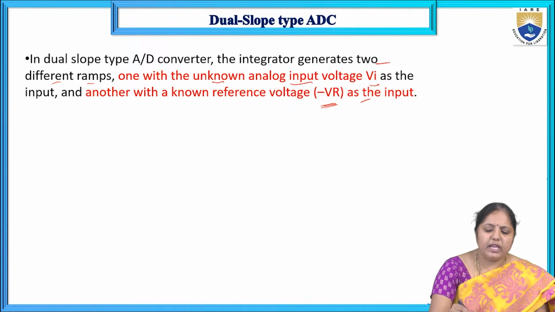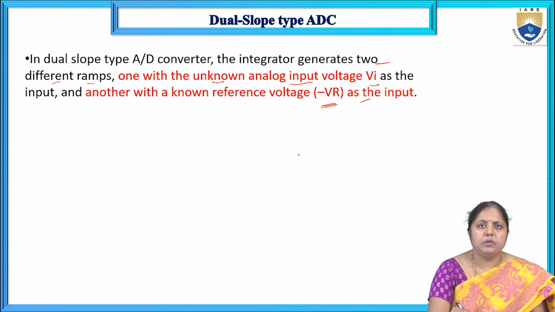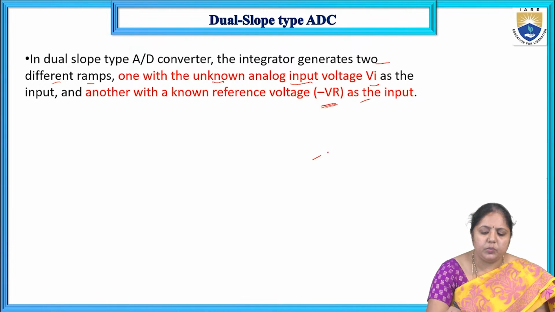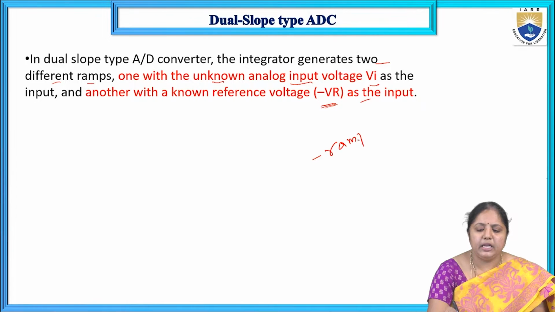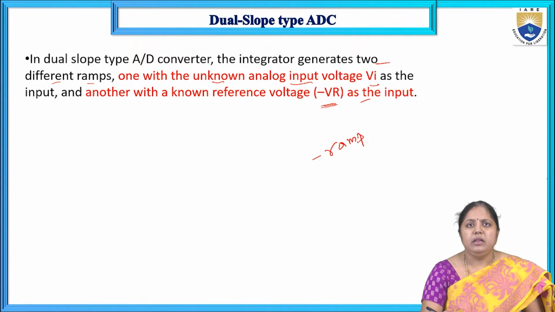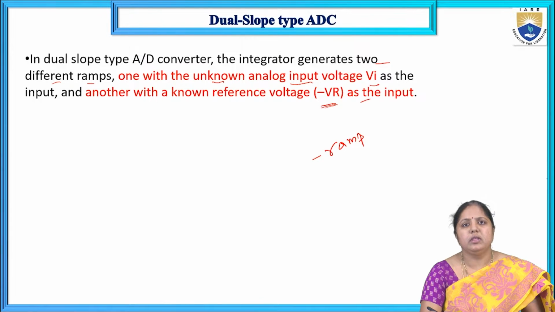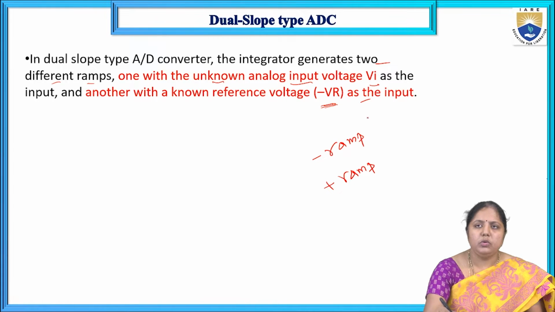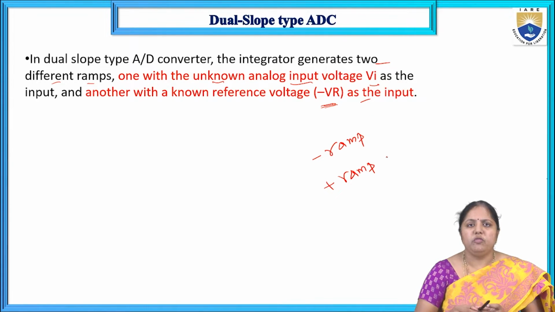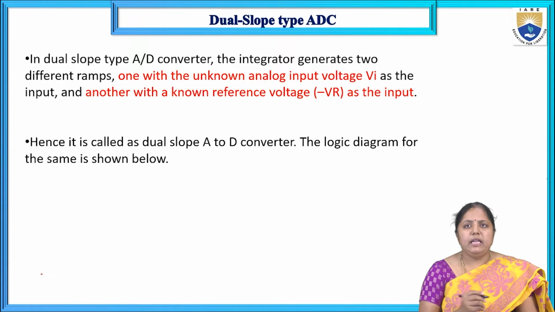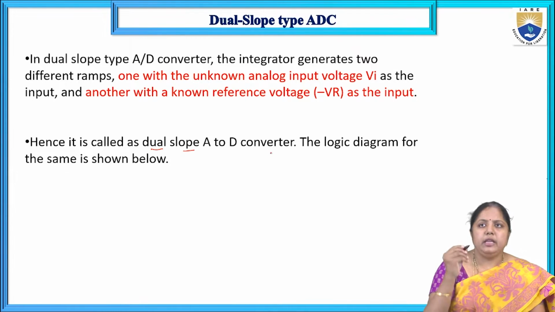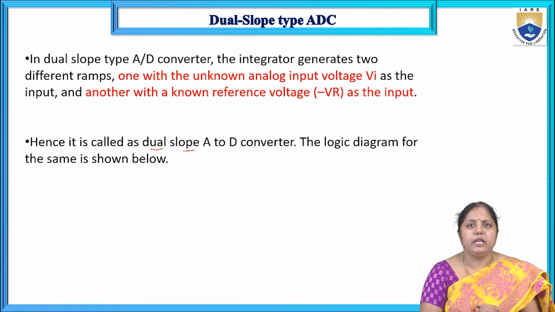As I told you, if the input is a positive analog signal, I will get a negative ramp at the output. If the input itself is negative, I will get a positive ramp at the output. So two times like this I will get slope-type waveforms. Because of these two types of ramp signal generation, we call this a dual slope A to D converter.